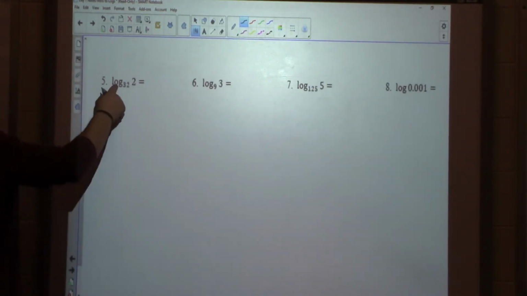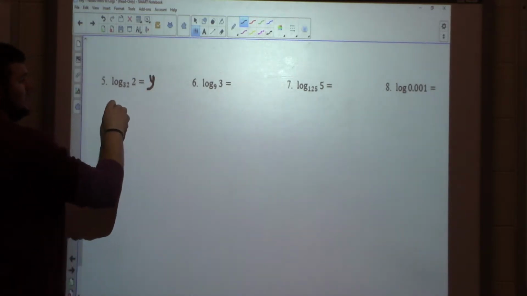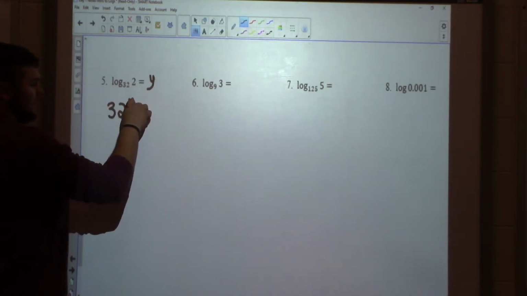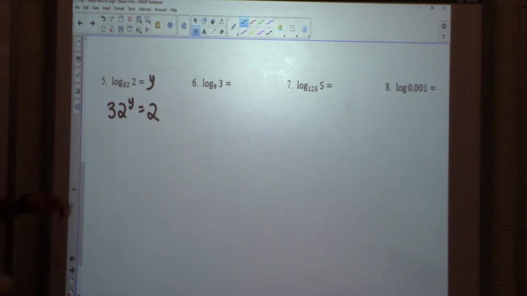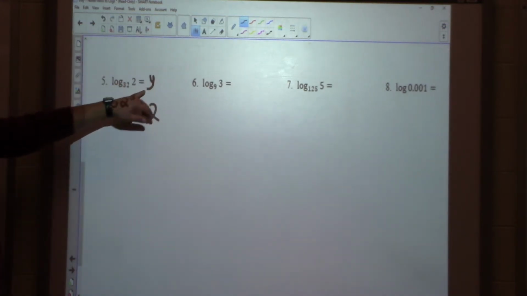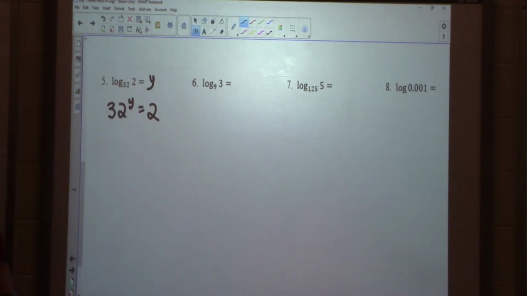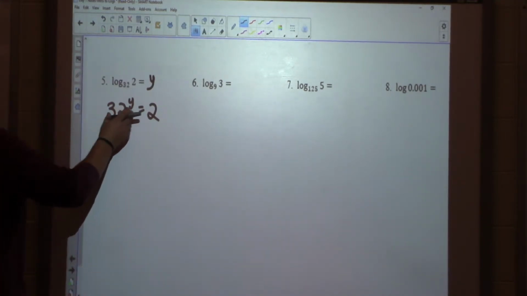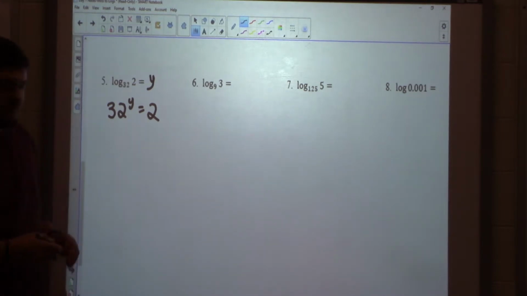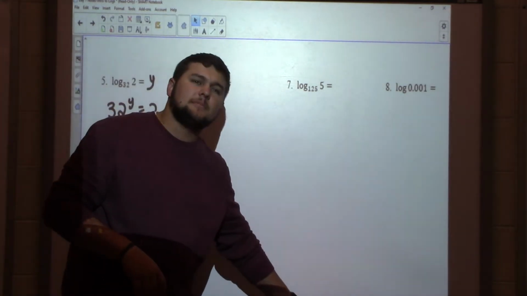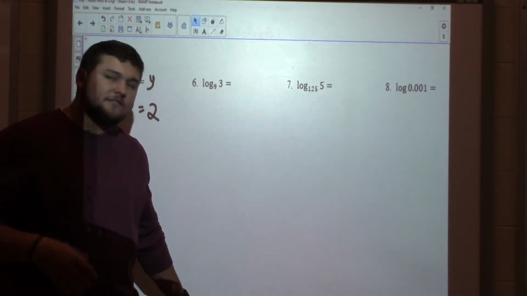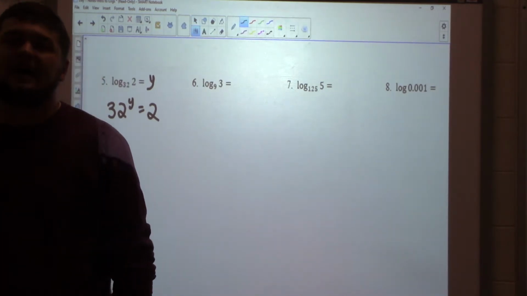Okay. Log base 32 of 2 equals y. So 32 to the y power equals 2. Base of my log is the base of my exponent, what it equals is the exponent, and what I take the log of is what it's going to equal. Is this going to be a negative exponent? No, right? It's not turning into a fraction. But our base is bigger than what it's going to equal. So what's going to happen? It's going to be a fraction. Our exponent will have to be a fraction.